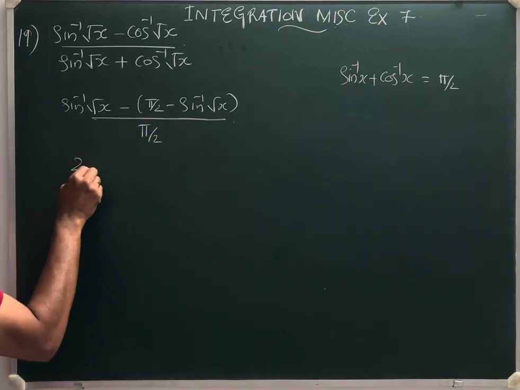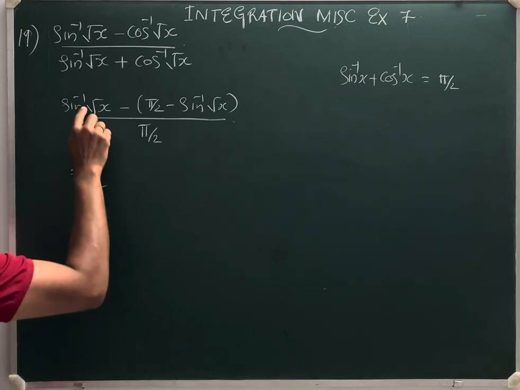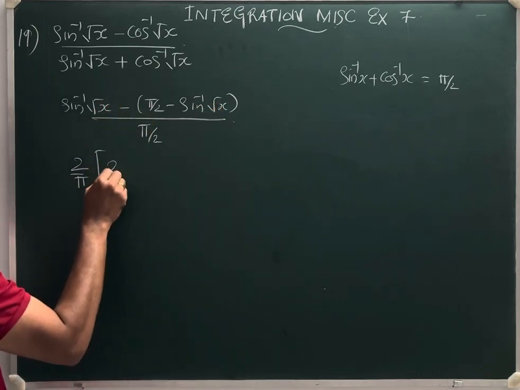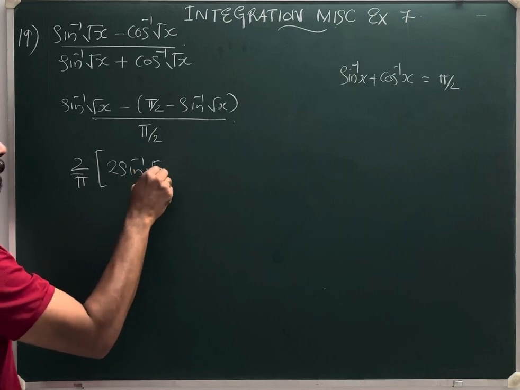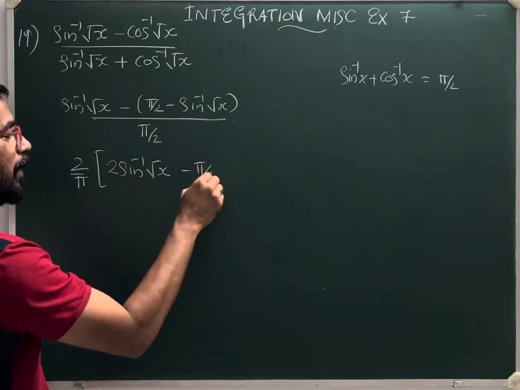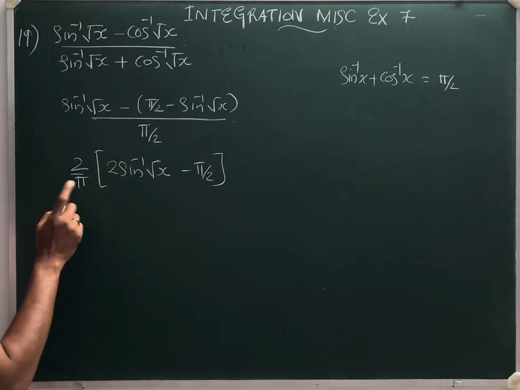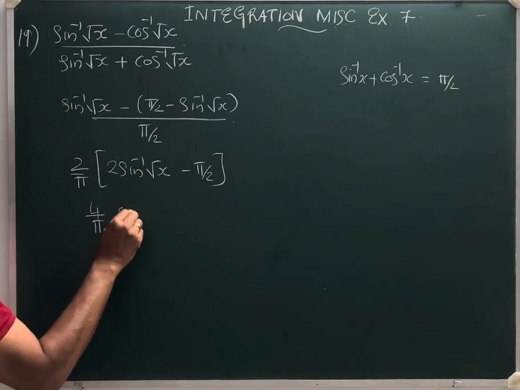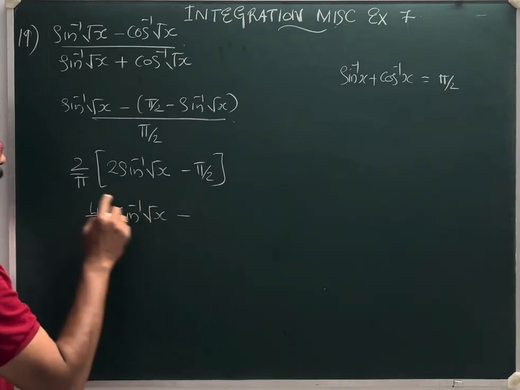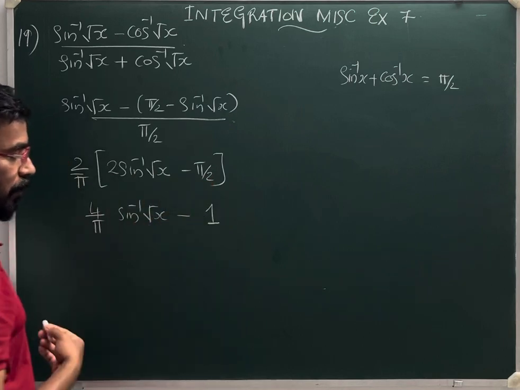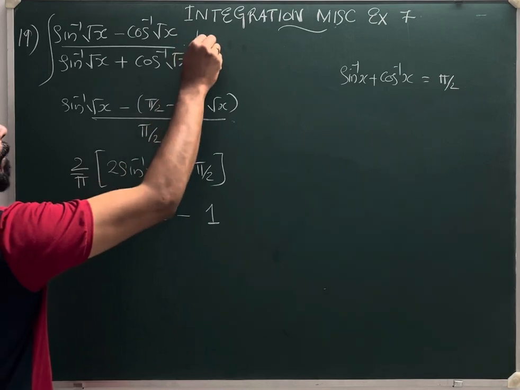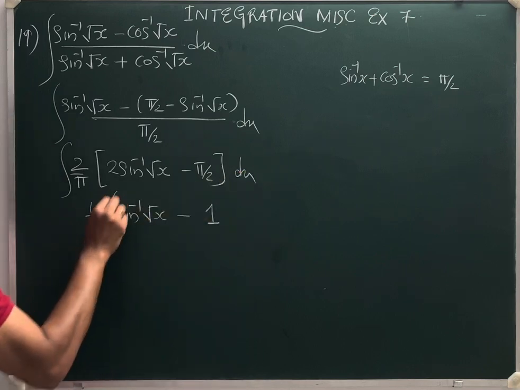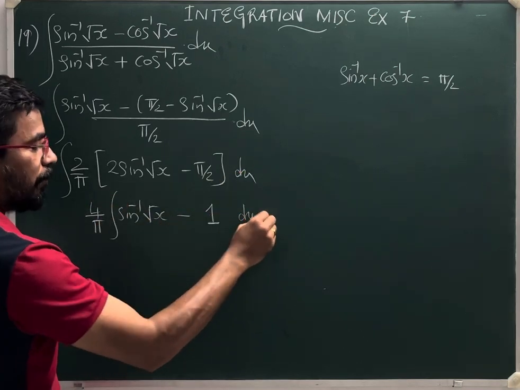This pi by 2 I can write as 2 by pi into, if you open the bracket, minus minus plus sin inverse root x. When you add these, you will get 2 sin inverse root x, then minus pi by 2. Now I will multiply this 2 by pi inside. So I will get 4 by pi sin inverse root x minus pi by 2, and this will become 1. So to integrate this question, it is enough to integrate the following step.